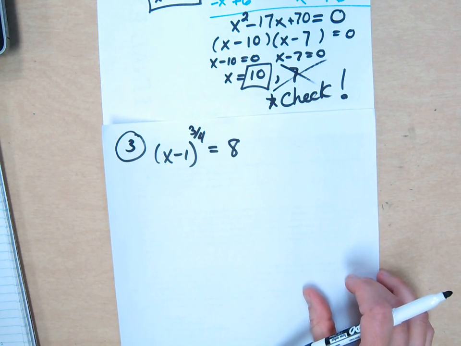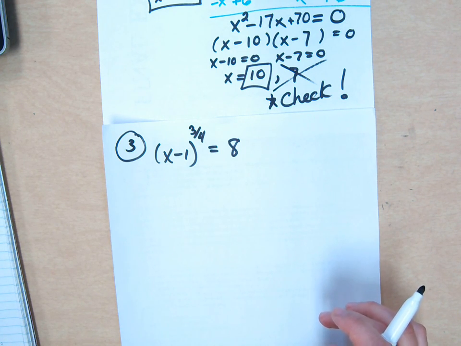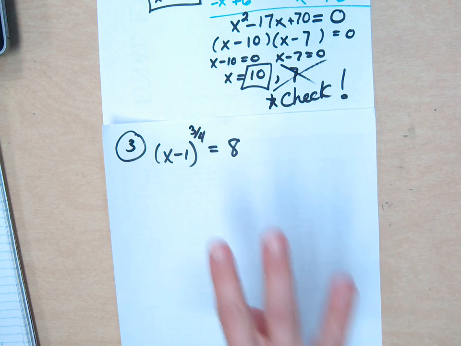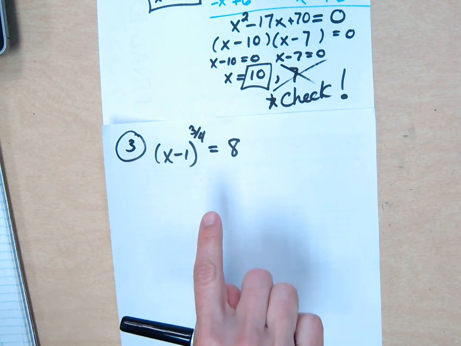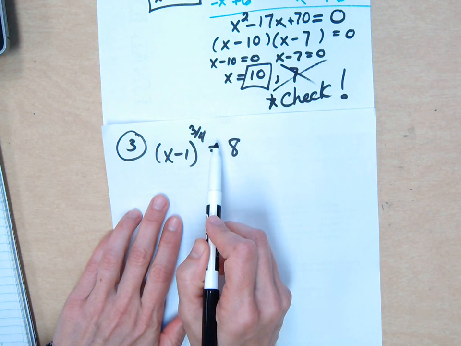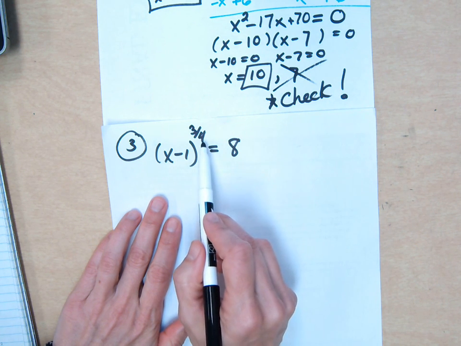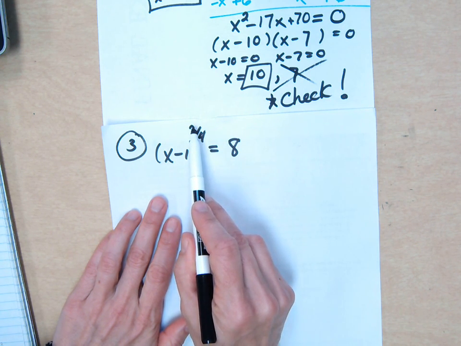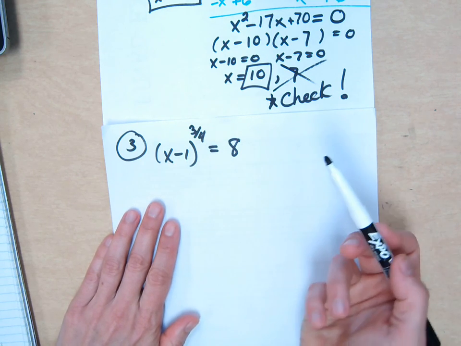So I thought we were solving radical equations. How is this like a radical equation? What did you learn yesterday when raising to the 3/4? Which one is the root? And which one is the power? Yeah, the root is the 4 and the power is 3. So there is a radical. I could rewrite it as a radical.